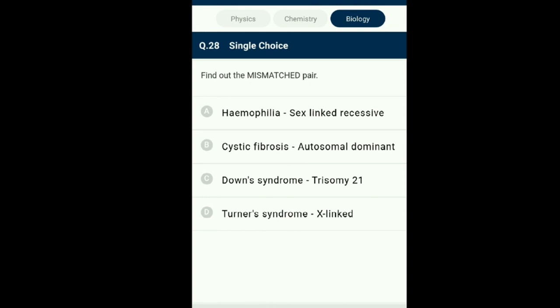Hemophilia is an X-linked recessive blood disorder. In it, the individual has delayed clotting time for blood, which can be fatal. X-linked disorders are inherited disorders due to mutation in the X chromosome, which causes the phenotype to be always expressed in males and in females only in the homozygous condition. Cystic fibrosis is a hereditary genetic autosomal recessive disorder of the respiratory system. It is caused due to mutation in the CFTR gene. This condition occurs in an individual when both the alleles of CFTR are affected. So the answer is option B, cystic fibrosis, autosomal dominant, that is the mismatched one.